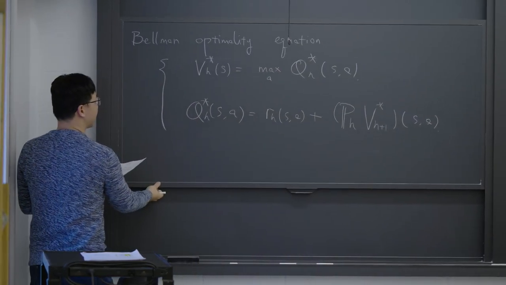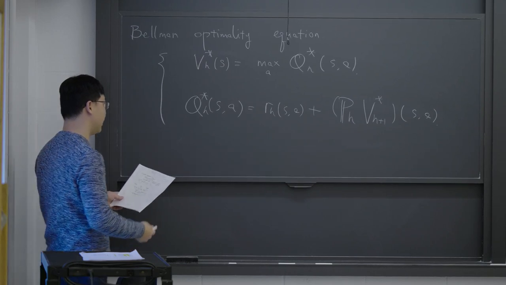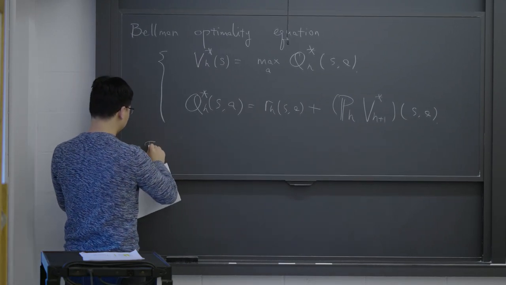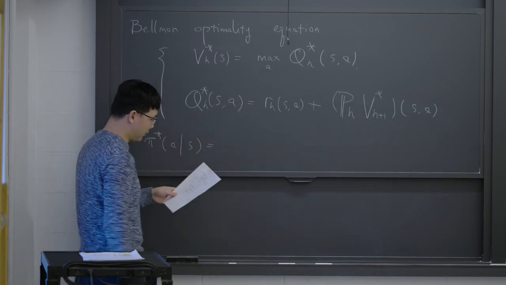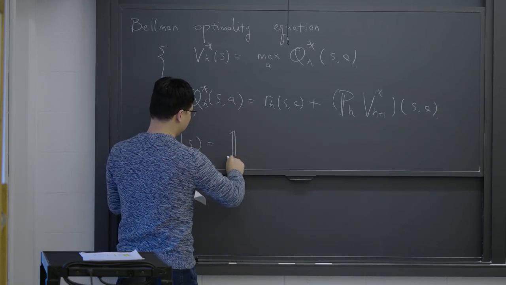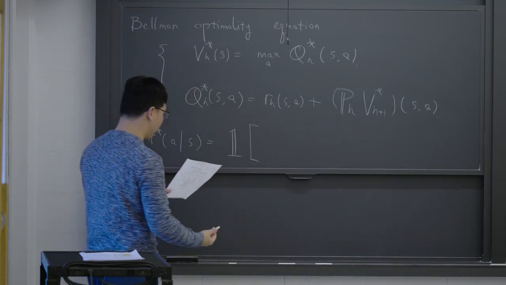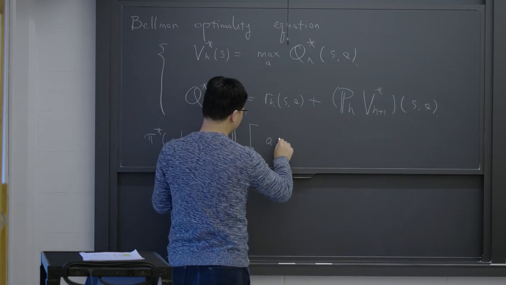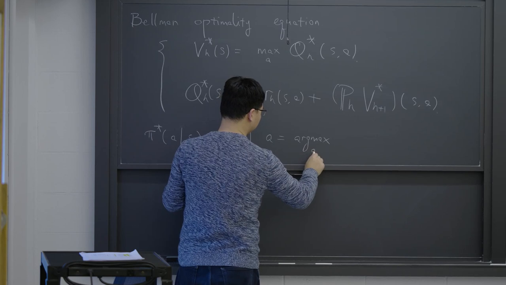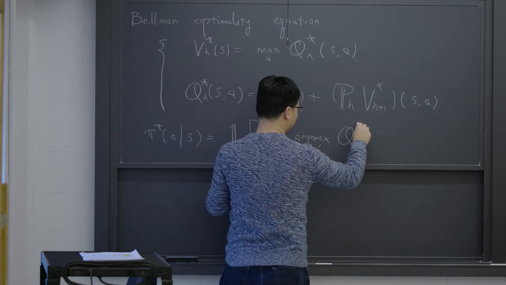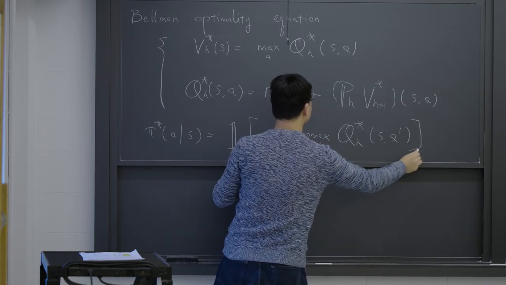And in the last lecture, we also said the Bellman optimality equation directly gives an optimal policy, pi star of A given S, which is essentially taking the action greedily with respect to Q star. That is, with probability one, we take the action that maximizes the Q star value, the argmax over A prime of Q star H of S, A prime.